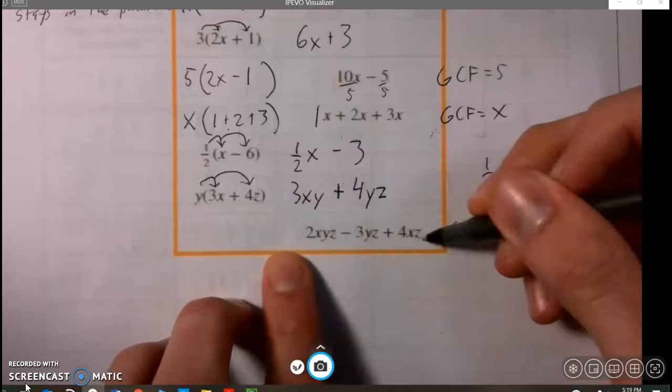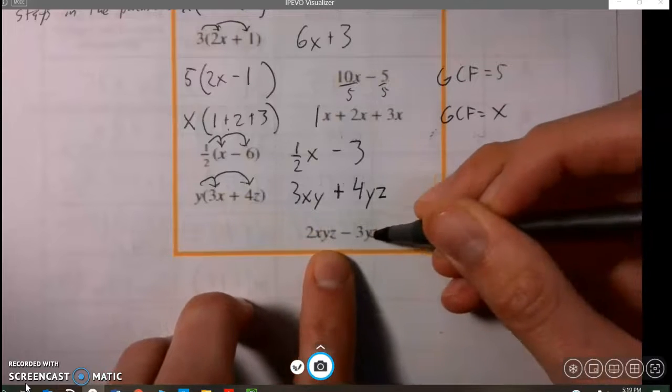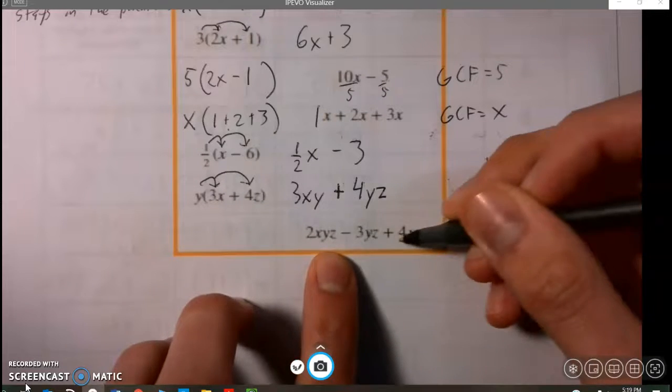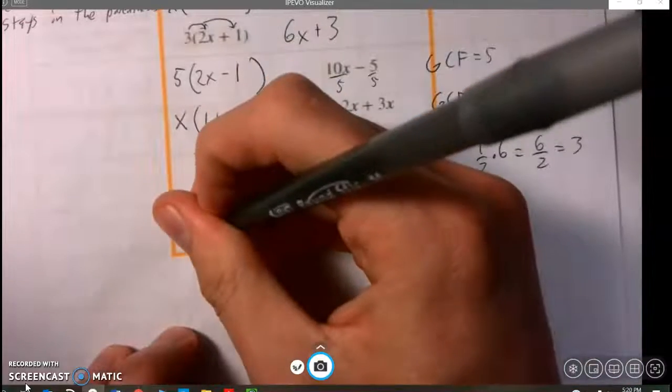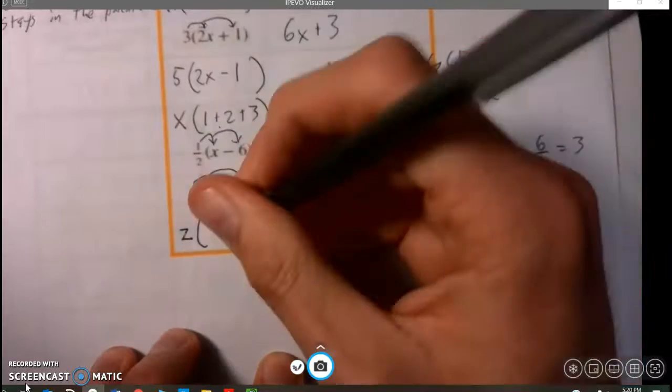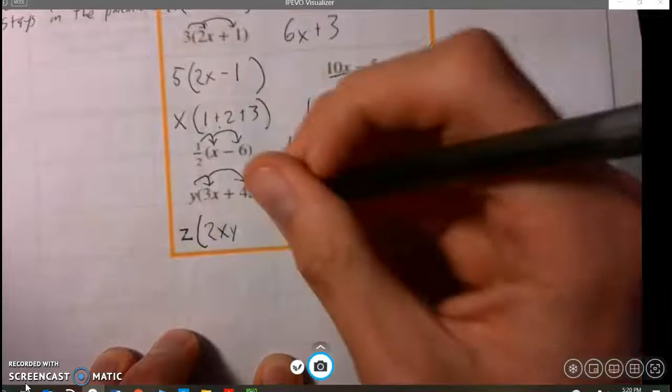This one doesn't have an x, but these two do, so that's not a shared factor. These both have y, this one doesn't, so that's not a shared factor, but they all have a z. So z would be the factor I could take away from all of them. And if I took the z away here, it would just be 2xy.